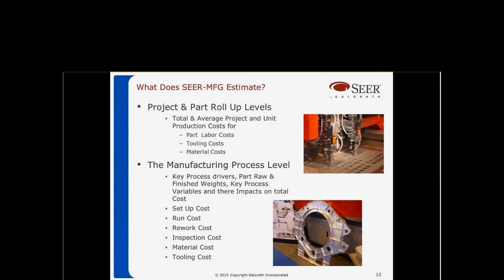Now, what does it estimate? What does CM manufacturing estimate? It estimates the total and average project, as well as the unit production cost, and it looks at part labor, tooling, and material cost. It breaks up those costs into setup, run, rework, inspection, and material, as well as tooling. Tooling is broken down into design, fab, and material. The material is a cost, and all of the inspection, rework, run, and setup are all labor costs.